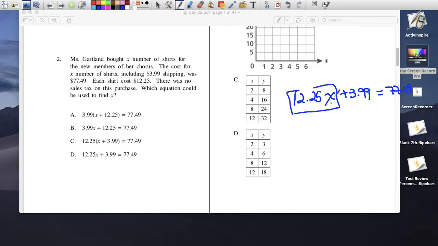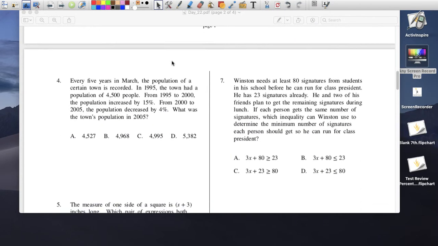The price of the shirts times however many I bought, plus $3.99, and hopefully it was just $3.99 for the whole purchase. And that all equals $77.49. Do I have something that looks like this? Yeah, I do. Look right here. So Tuesday, number 3.